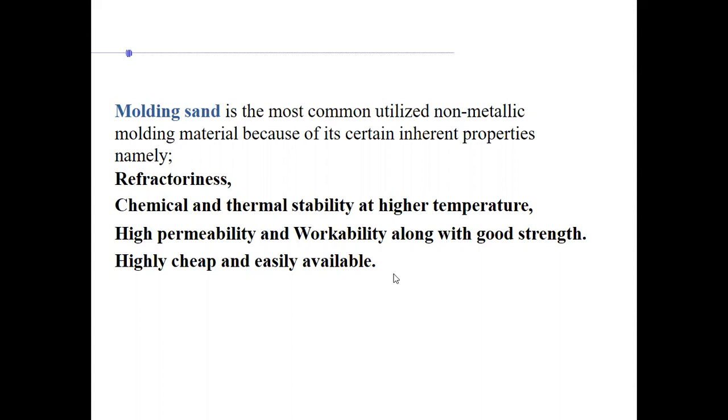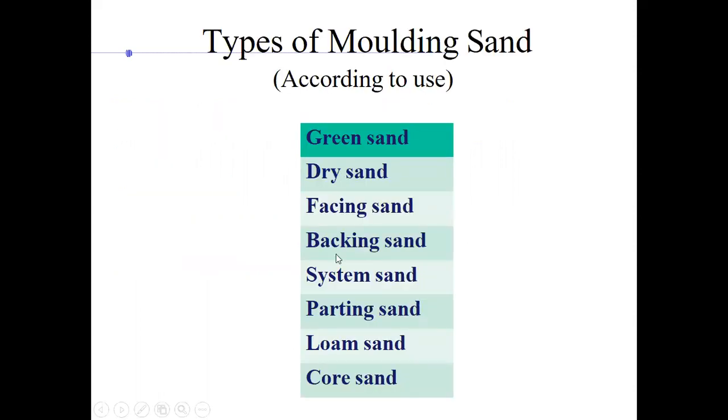So you see, just to give you the types of molding sand, although you don't have it in the syllabus, these are the types of sand, not just one sand we have, different kinds, right? Based on the geography and different locations, we have different kinds of sand, namely green sand, dry sand, facing sand, backing sand, system sand, parting sand, loam sand, and core sand.